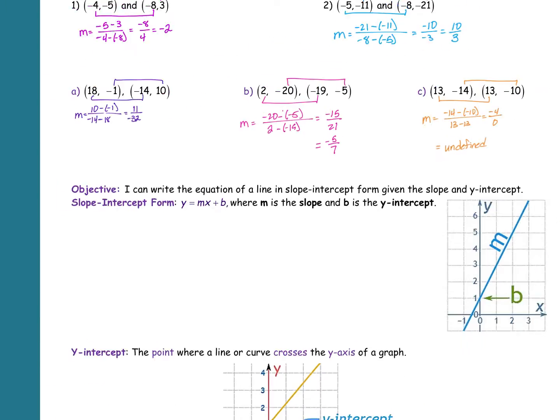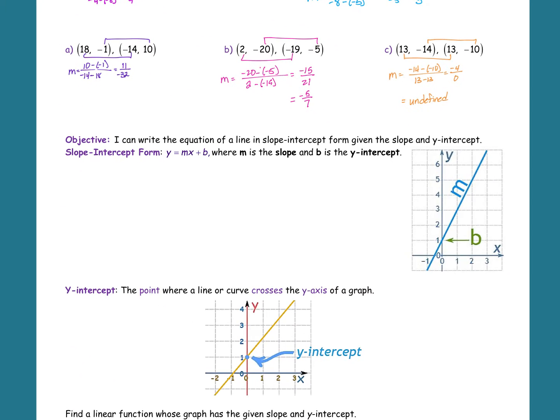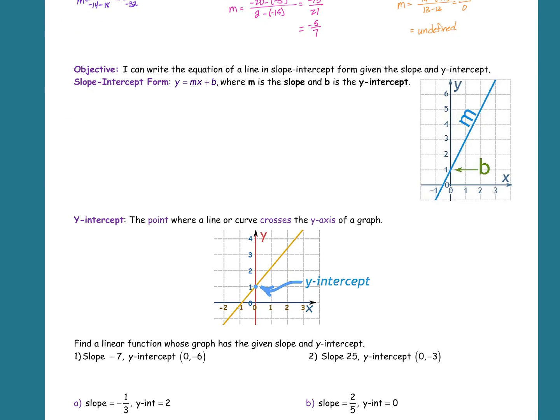Okay. So the next thing we're going to talk about is slope-intercept form, which is y equals mx plus b, where m is my slope and b is my y-intercept. Y-intercept is where the graph intersects the y-axis. And my slope we've just been finding. I actually defined y-intercept for you with a nice little picture. Any questions on y equals mx plus b?